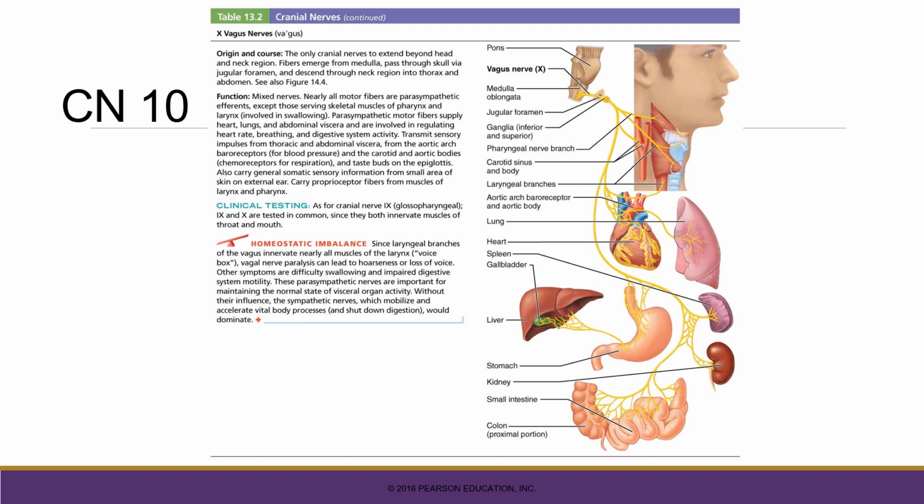Taste buds on the epiglottis also carries general somatosensory information from a small area of the skin on the external ear. We looked at the ear picture before. It's kind of fascinating how all the cranial nerves, not all of them, but many of them, come together at the ear. It also carries proprioceptive fibers from muscles of the larynx and the pharynx. So clinical testing, as for cranial nerve 9 and 10, they're tested in common. So both are going to innervate the throat and the mouth and part of that gag reflex. But again, please don't gag your patients.